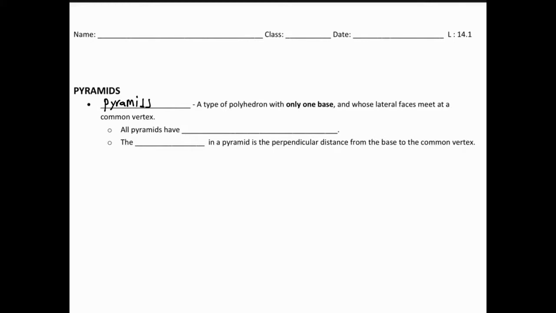So all pyramids have a point and triangle faces. So basically every single one of these shapes here that's known as a pyramid is going to have a point where they meet, and all of them are going to have triangle faces. And the height in a pyramid is the perpendicular distance from the base to the common vertex. So we're going to go to the examples. Whenever we get into examples, we're going to go into more detail with this.